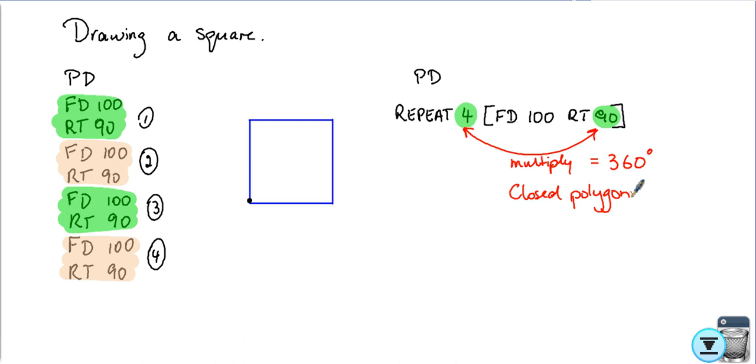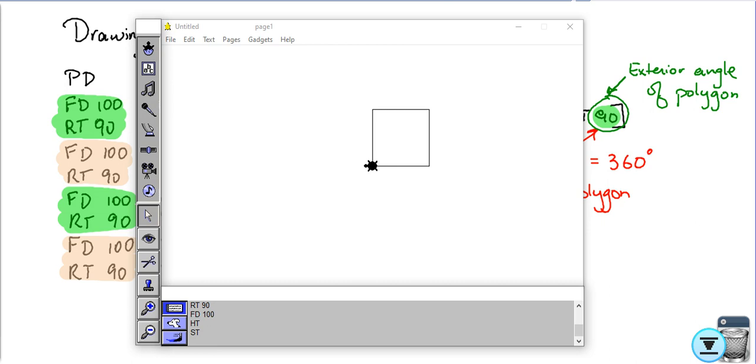Okay? So you just keep in mind this, because we're going to use this fact many times. In fact, this 90 degrees here is the exterior angle of the polygon. In fact, to find the exterior angle, we just divided 360 by the number of sides. Okay? So let me show you the turtle doing that using the repeat command.